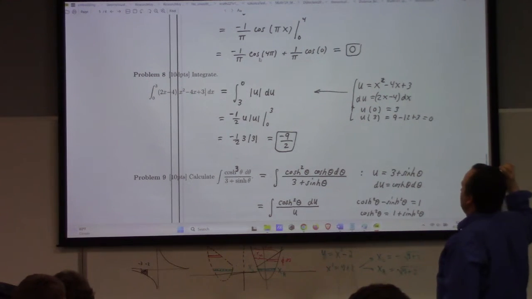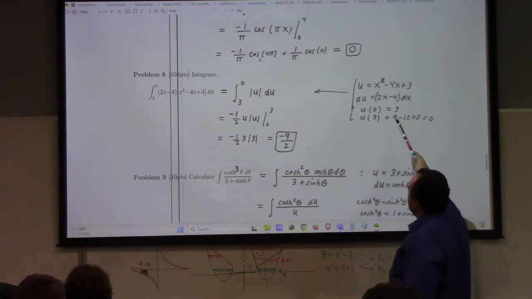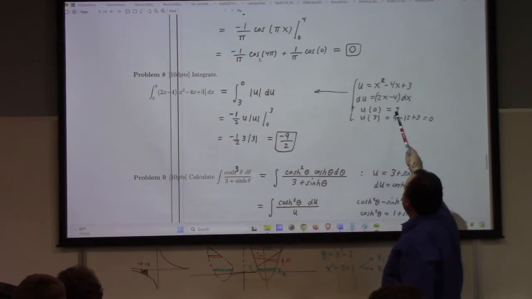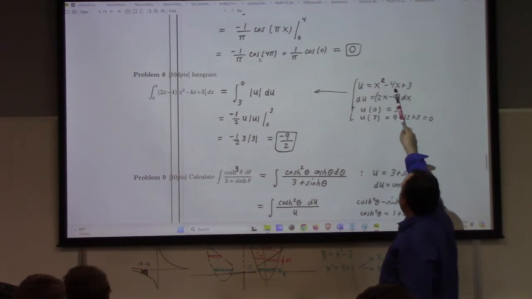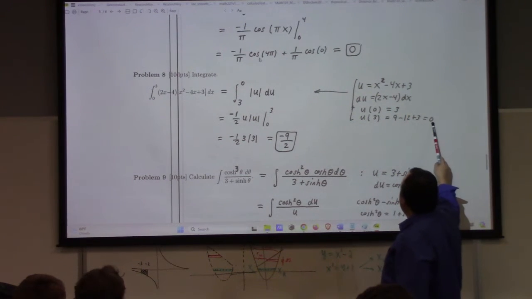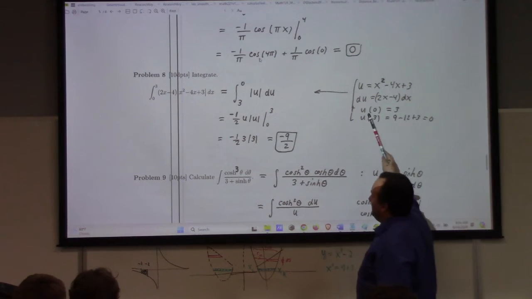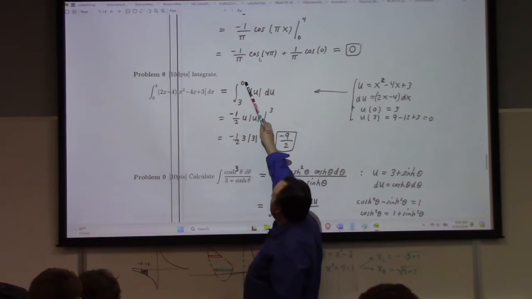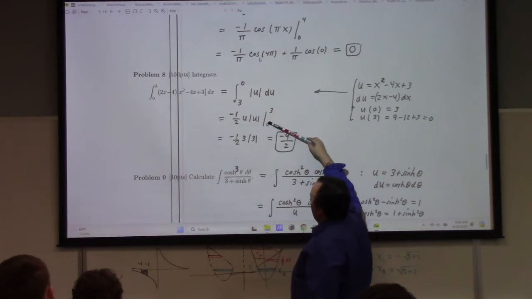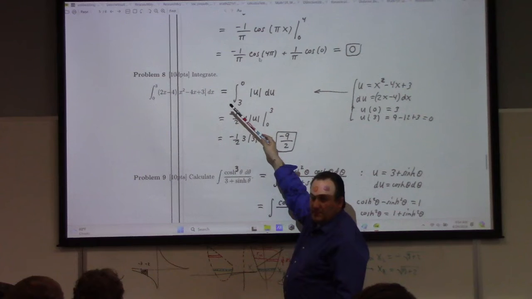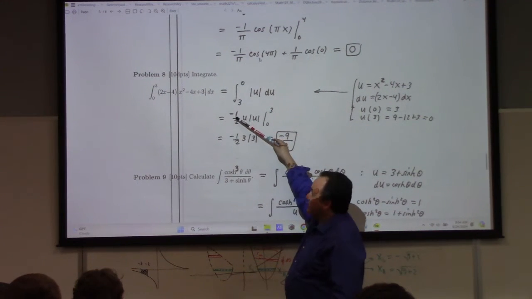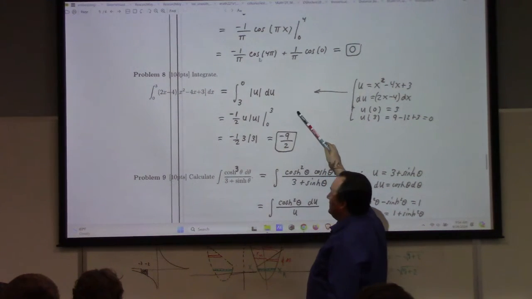Oh. Notice the bounds. u of 0 is 3. u of 3 is 9 minus 12 plus 3, also known as 0. So when I change the bounds to the u variable, 0 goes to 3 and 3 goes to 0. To flip them like this, that's where the minus came from. So I flipped the bounds, so that gave me the minus.